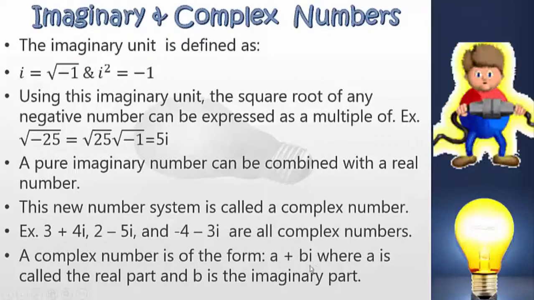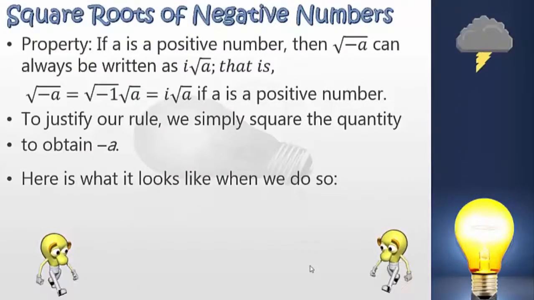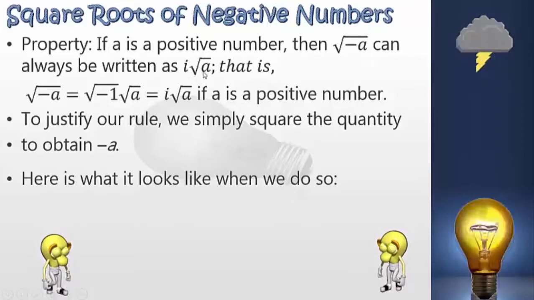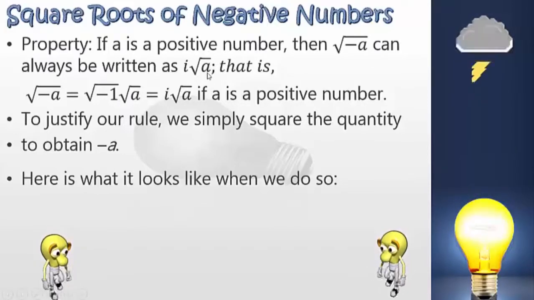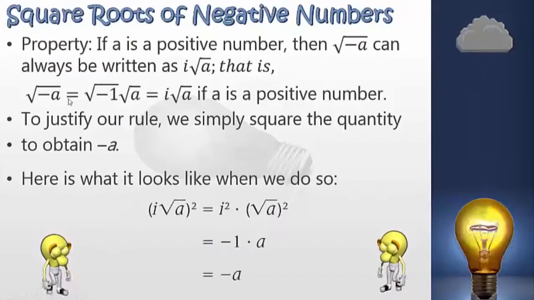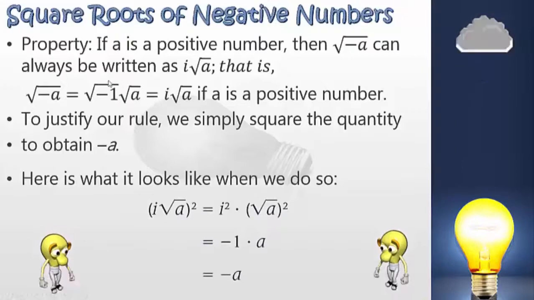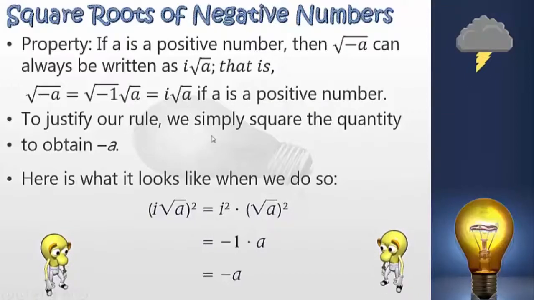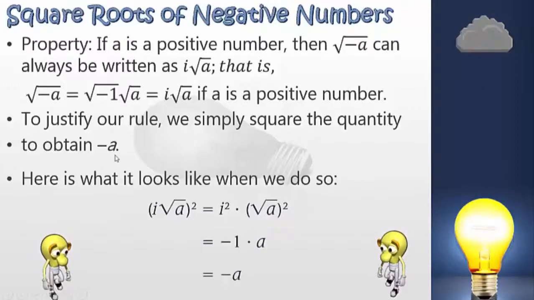We call the property, if a is positive, then the square root of negative a can always be written as i times the square root of a, where we take out that negative 1, and then the a, and then we can actually figure out what the square root of a is if there's a perfect square there. So this is what I just said. You take out the negative 1, which is defined as i, and there's the a, which is a positive number. So to justify our rule, we simply square the quantity.